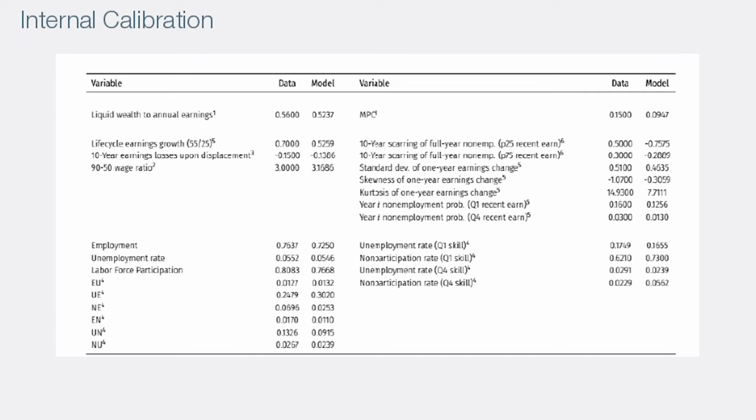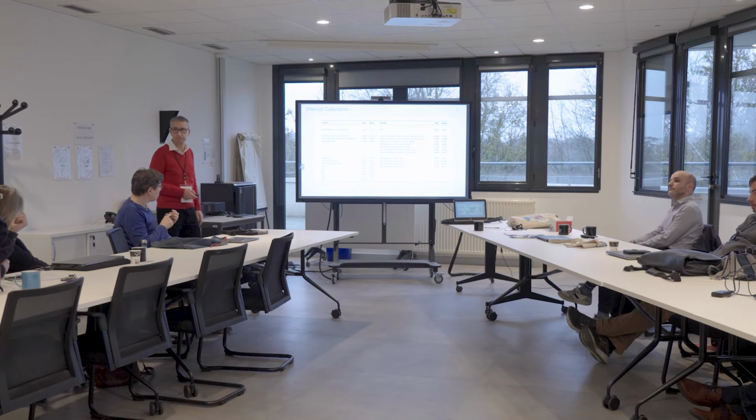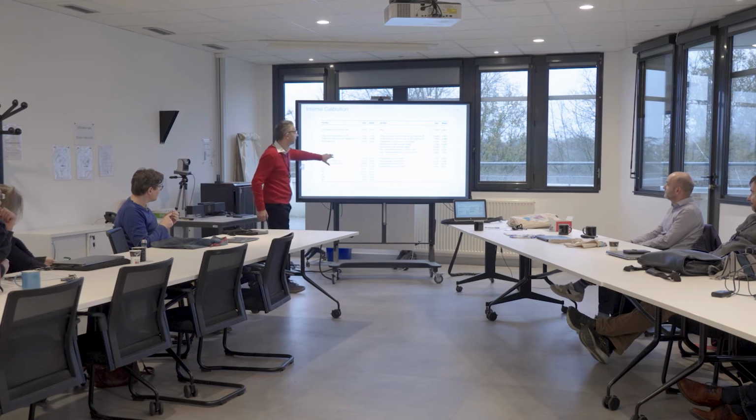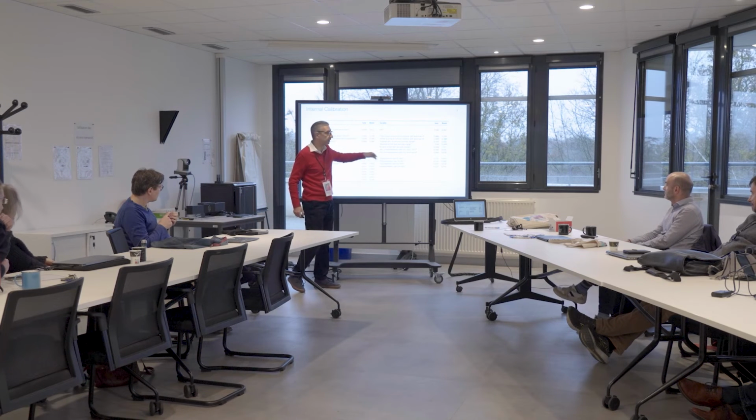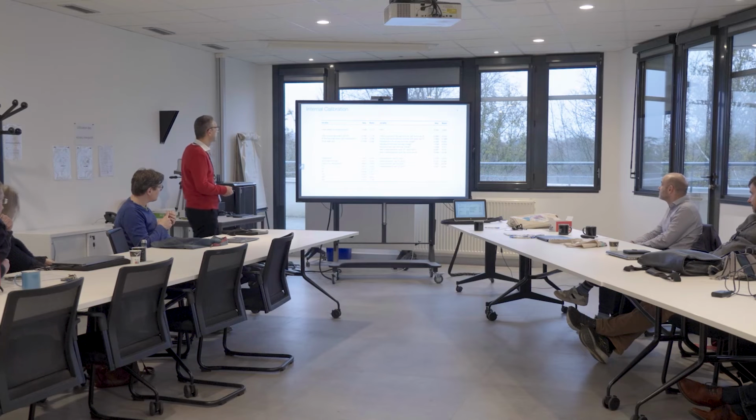And on the right-hand side, you have some moments that we don't target: moments of the distribution of earnings, the distribution of earnings losses, and the employment and unemployment rates at different points in the distribution. The moments we target, the model does well, on the left-hand side. The ones on the right-hand side, we don't target, but we still do okay.